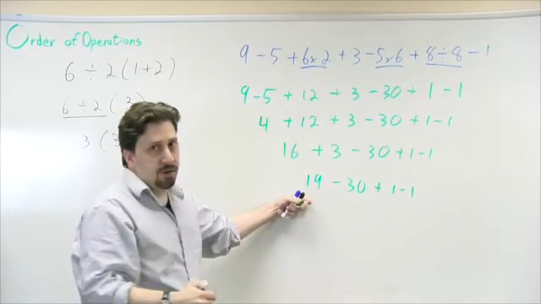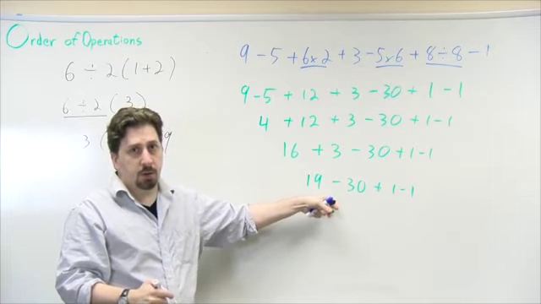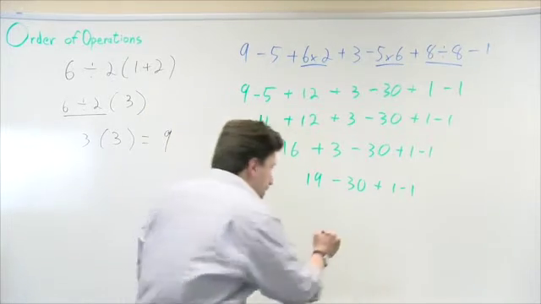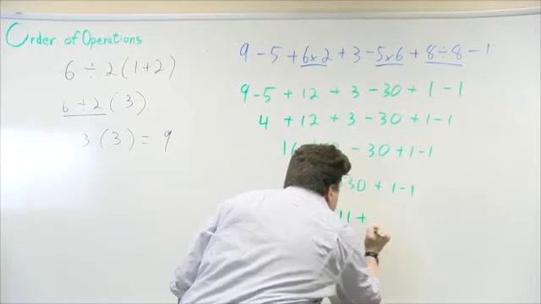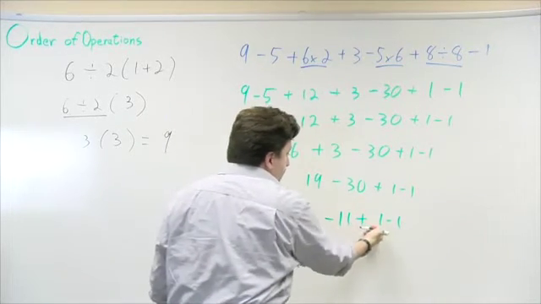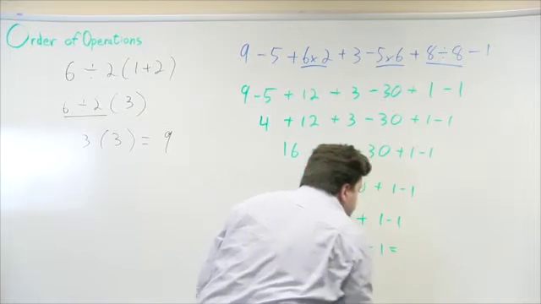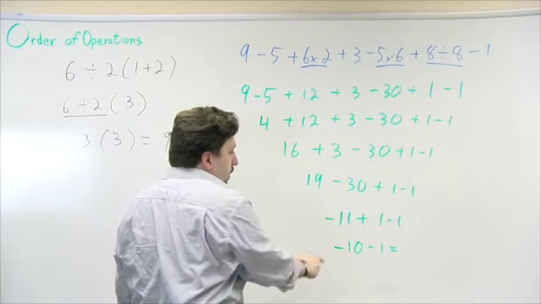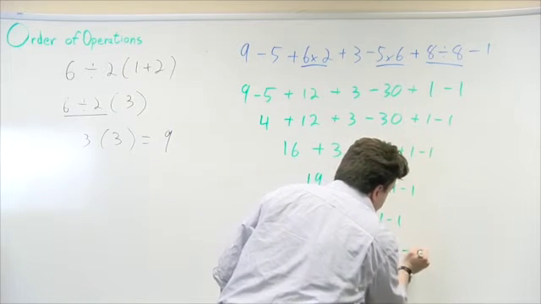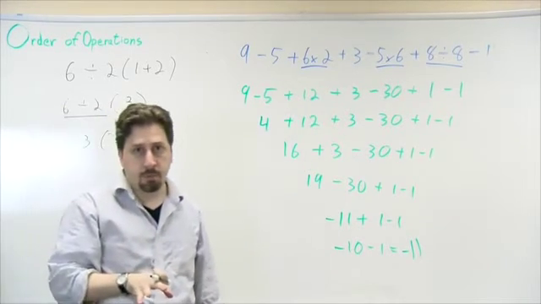Now in this case, we're going to have to add integers, and the 30 is bigger, so we're going to be subtracting and taking the sign from the negative 30. So that's going to give us negative 11. All right, then we have negative 11 plus 1, which is negative 10. And we have negative 10 minus 1. Since those are the same signs, we add them together and we keep the sign, and you get negative 11. And that's your answer.